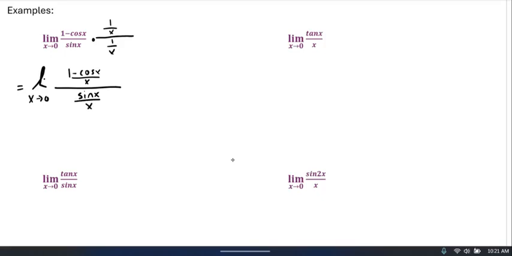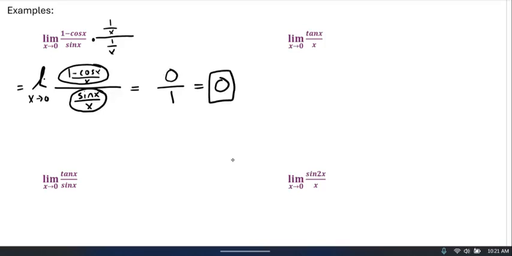We can independently take these two limits. The bottom one is the proof that I did above. That one will just be 1. And the top one is the one that I did not prove, but it's that other limit that will be 0, and 0 divided by 1 is 0. Thus, our limit is 0.